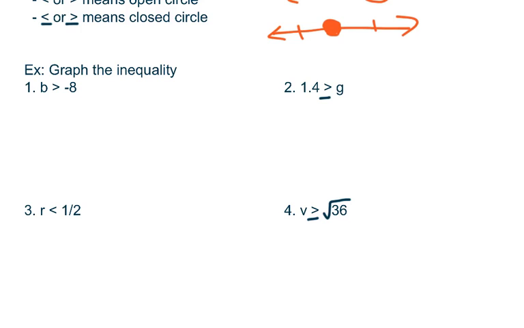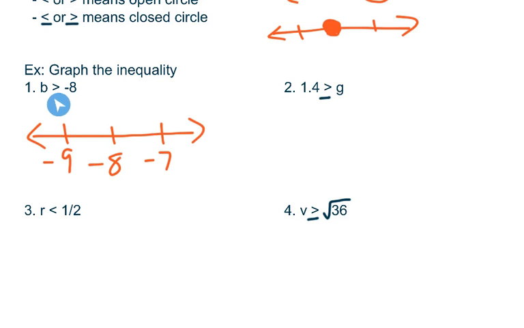Graph the inequality: b is greater than negative 8. So I'm going to come up with a number line. When you make number lines, I don't need to see a whole bunch of hash marks. Really, 3 is good enough for me. I usually put the value that I'm starting with in the middle, and then the bigger one to the right, smaller one to the left. Remember, with negatives, it's backwards.